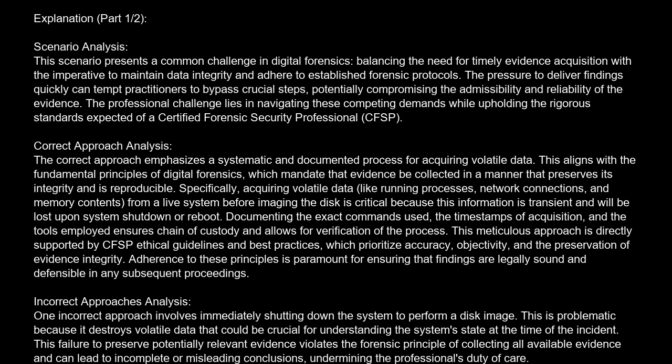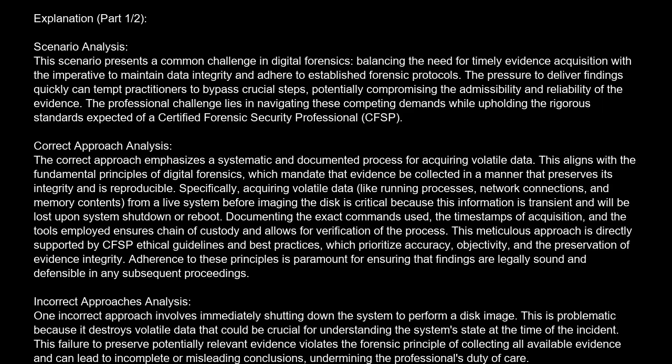Correct approach analysis. The correct approach emphasizes a systematic and documented process for acquiring volatile data. This aligns with the fundamental principles of digital forensics, which mandate that evidence be collected in a manner that preserves its integrity and is reproducible. Specifically, acquiring volatile data, like running processes, network connections, and memory contents, from a live system before imaging the disk is critical because this information is transient and will be lost upon system shutdown or reboot.